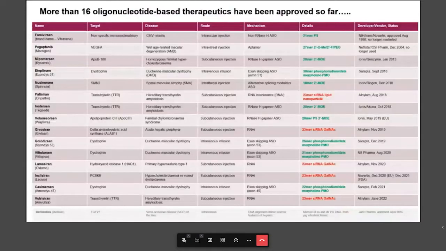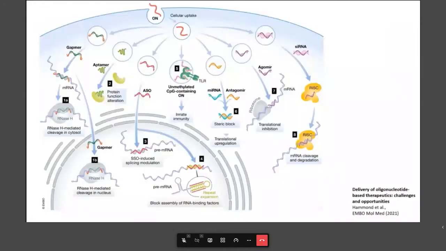And I do apologize, I have gone the wrong way. And that is demonstrated in this elegant diagram from a review paper by Susan Hammond in EMBO Molecular Medicine last year. And so going from left to right, it shows the mechanism of action of gapmers leading to RNA degradation, aptamers, antisense oligonucleotides, TLR binders, microRNAs, agamers, and siRNAs and short hairpin RNAs. And if you want to learn more about how the oligos work in different modalities, then I would recommend that you look at this review.